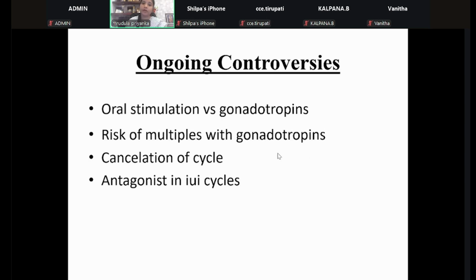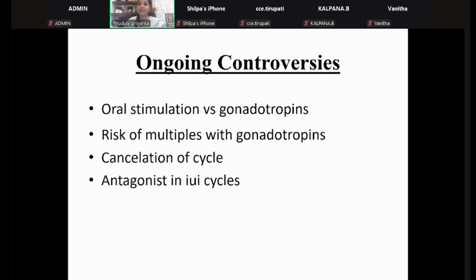So there are some ongoing controversies, like the risk of multiple pregnancies with gonadotropins, and whether to use oral ovulogens or oral ovulogens plus gonadotropins or only gonadotropins. So always see the cost to the patient, because with the success rate of IUI, we should try to reduce the cost of the cycle to the patient.